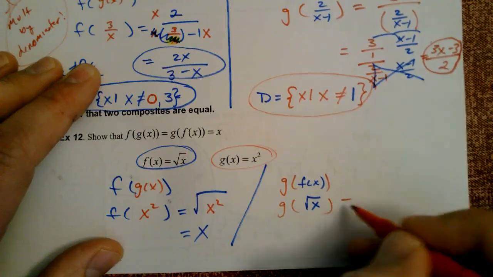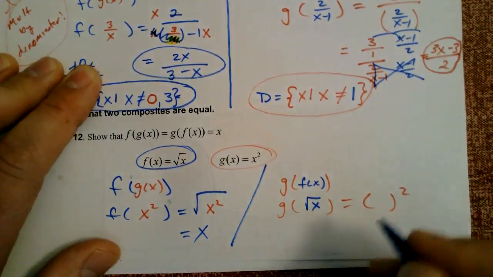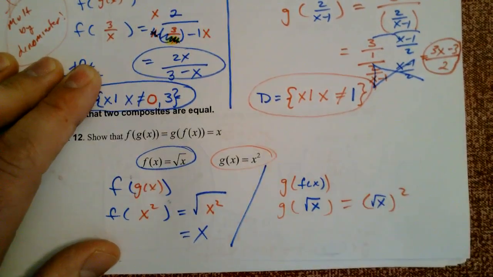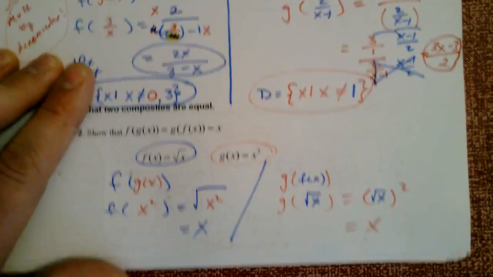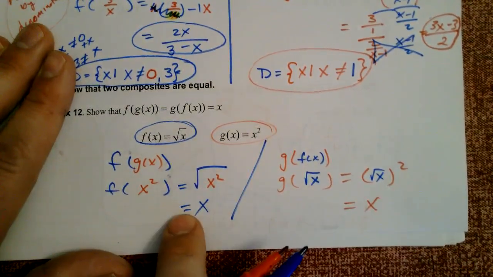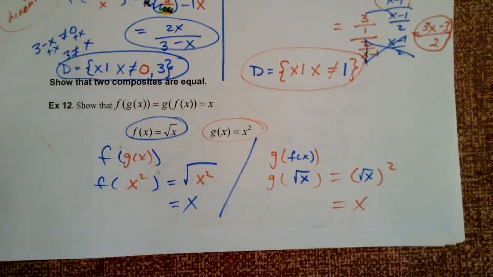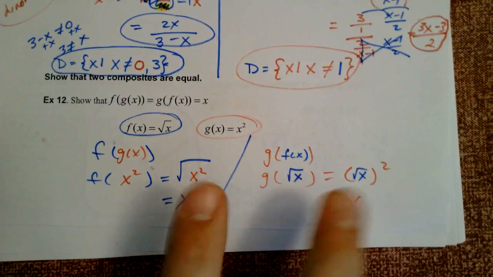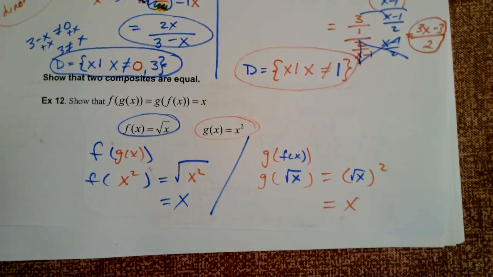Well, the g function says I square my input. Well, my input is this guy, the square root of x. And when I square it, I get what's inside, which is x. So I just showed that these two are equivalent to each other. When I do f of g of x and g of f of x, I get the same thing, which is x. Now, this only happens if these 2 functions are inverses of each other.